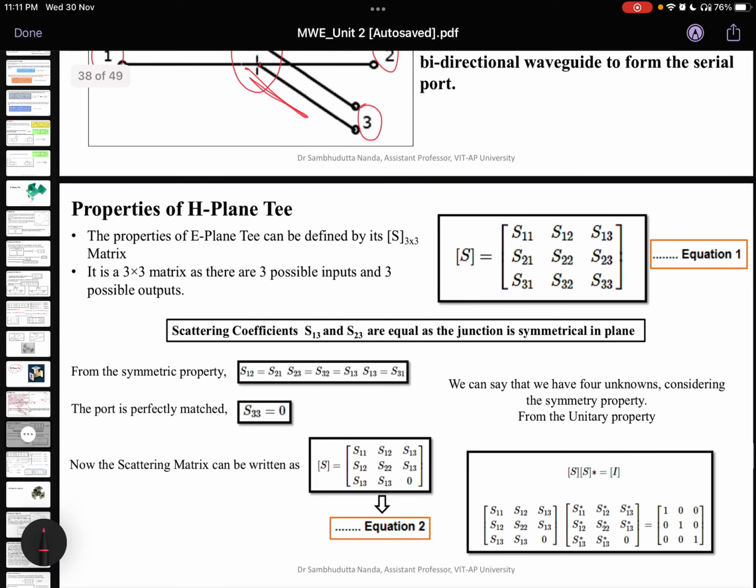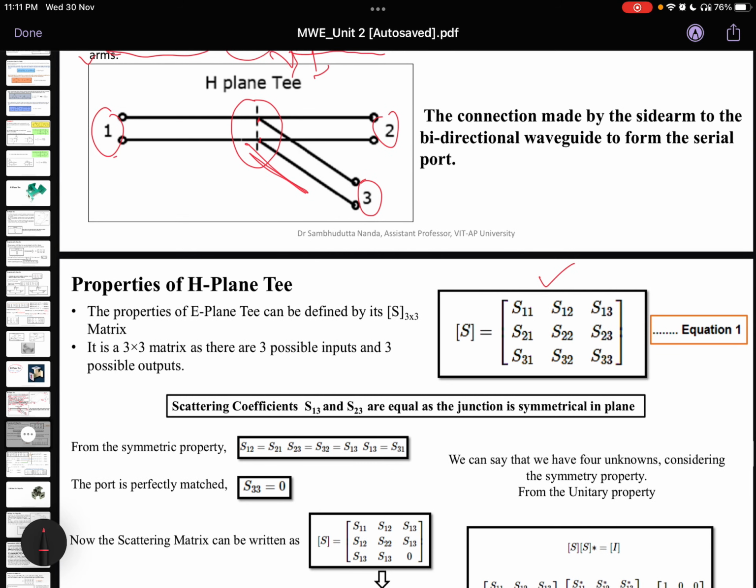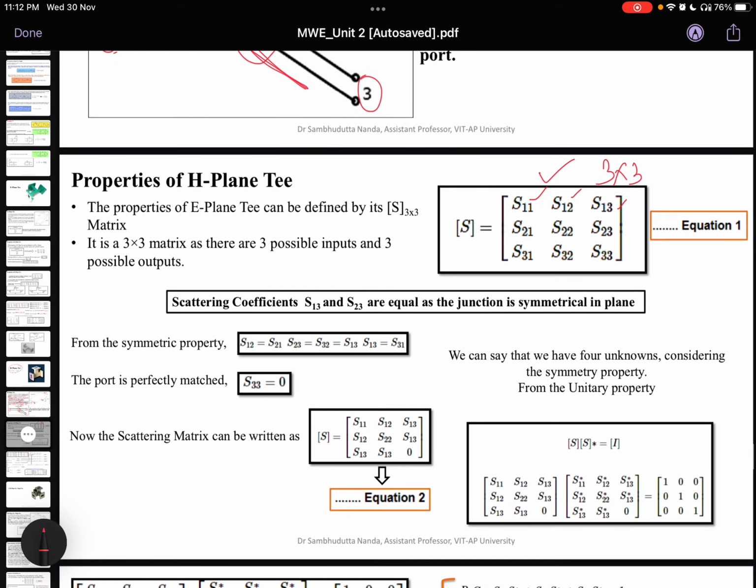So next, what are the properties of that? To find out the properties of the H-plane Tee, we have to write the S parameter matrix first. Because there are three ports here, there will be a 3 by 3 S parameter matrix: S11, S12, S13 like this, and we need to find the value of these S parameters with respect to this H-plane Tee. So how do we find them?